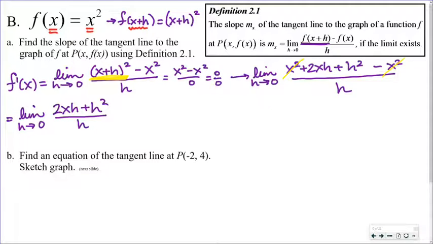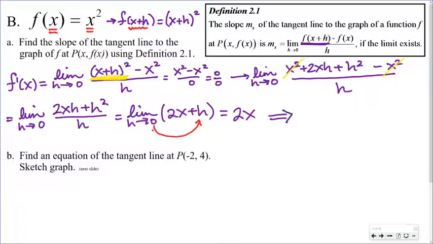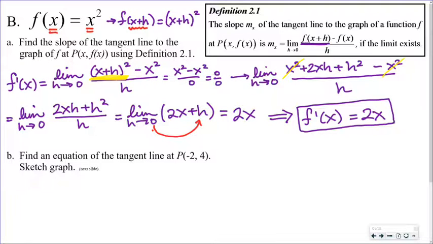And now you can see that everything is divisible by h. So I can divide everything by h, canceling out an h, and I'm going to get 2x plus h. And now when I evaluate the limit by plugging a 0 in for h, I'm just going to get 2x. So from this work, I've figured out that the derivative is 2x. So you'll notice this is different from the last problem we did.